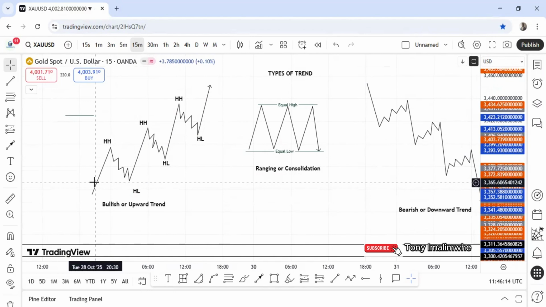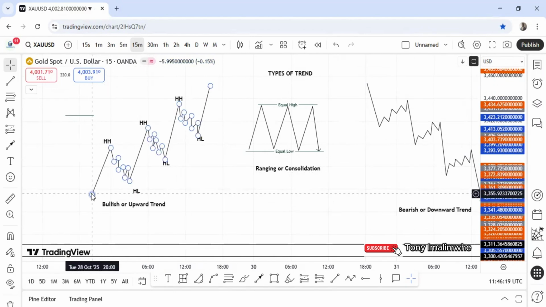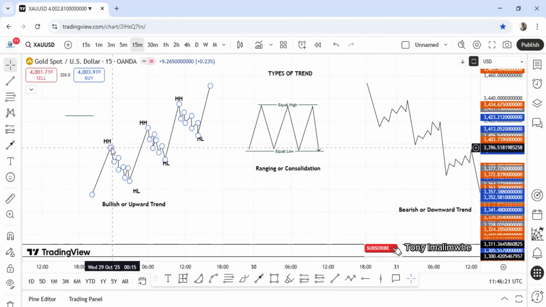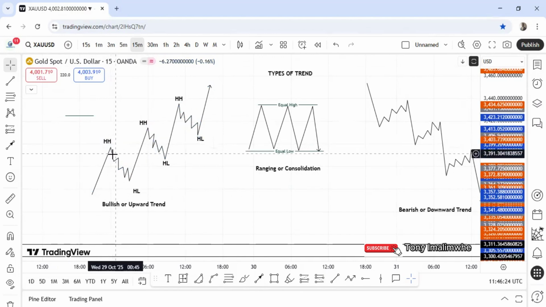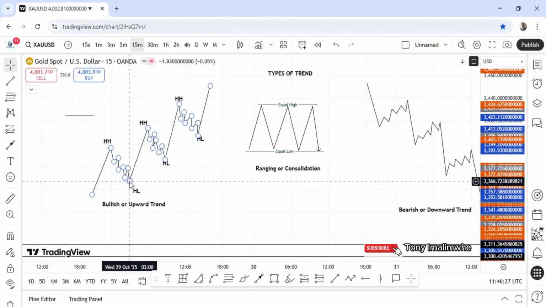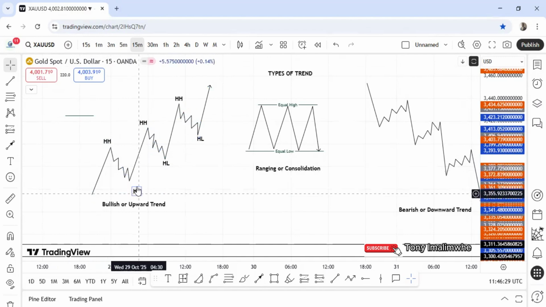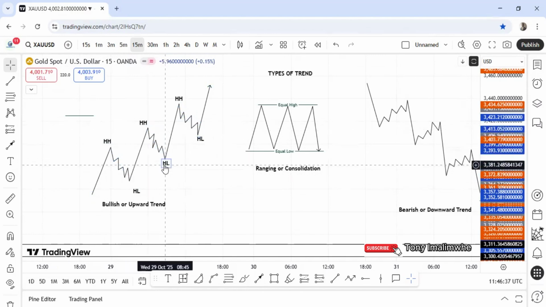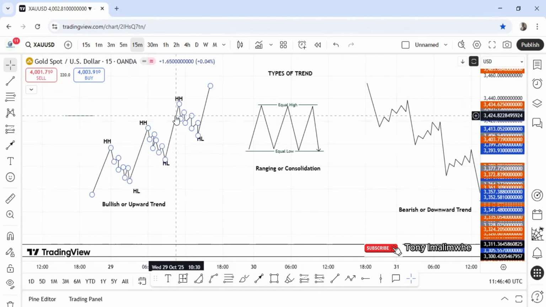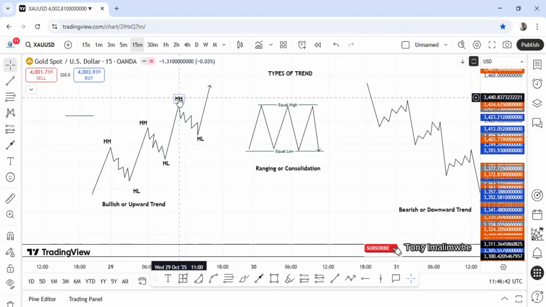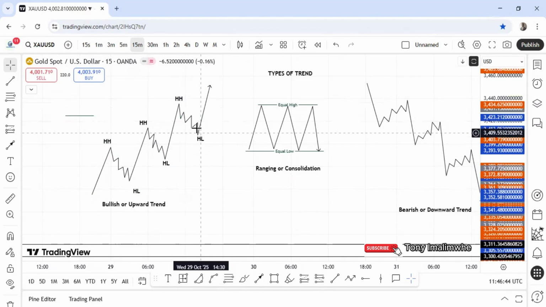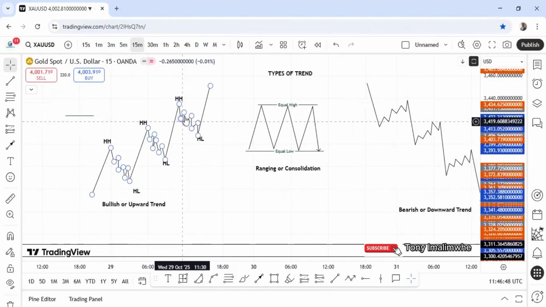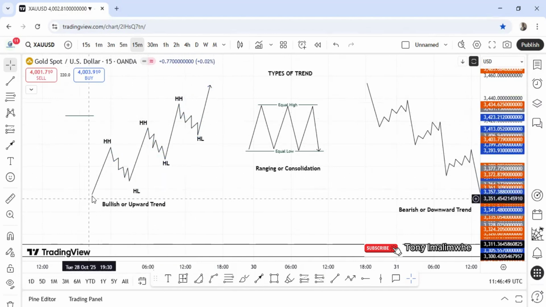So in a bullish trend, when price makes an impulsive move from this price level to this price level to give a higher high, price will now pull back or retrace back to this point to give a higher low, and then move impulsively to this point to give another high, and then retrace again to give a higher low, move impulsively again to give another high, retrace again to give a higher low. When you see this kind of movement, an upward trend, it is called a bullish trend.